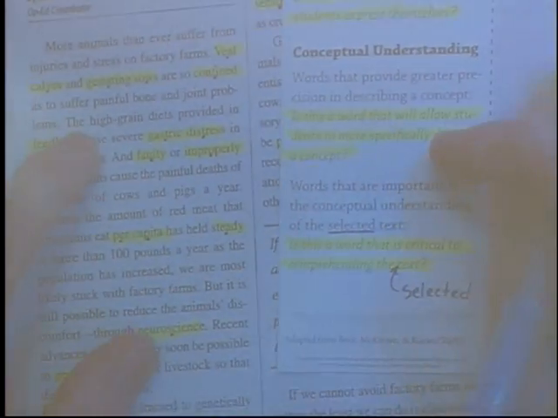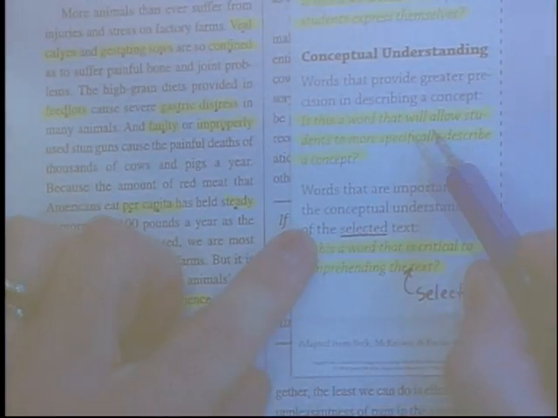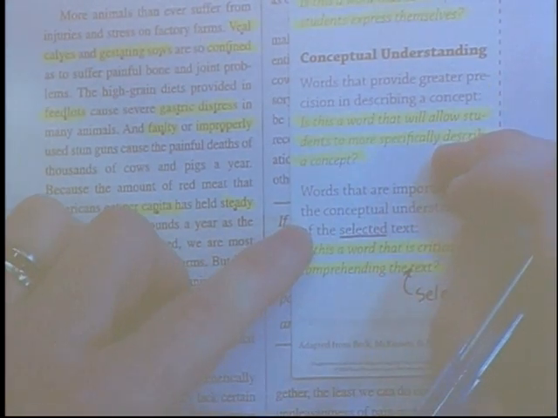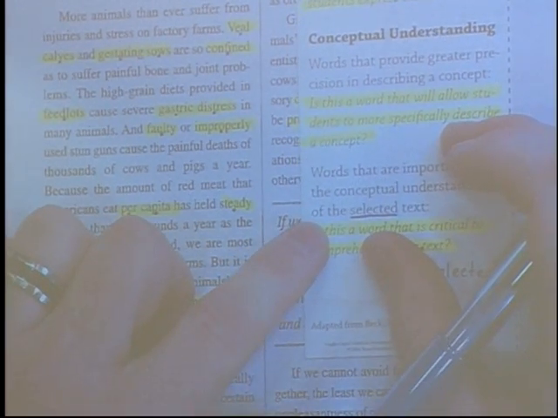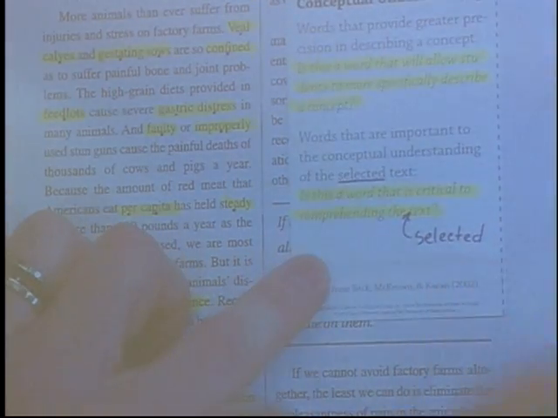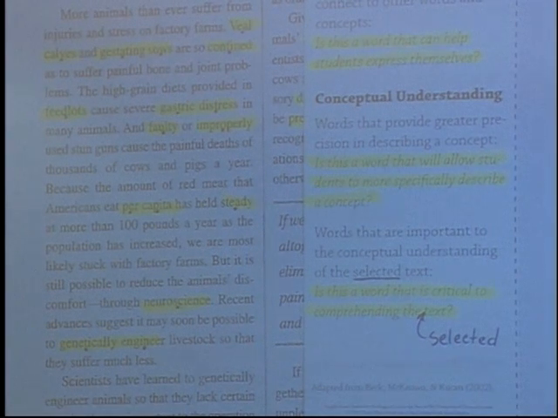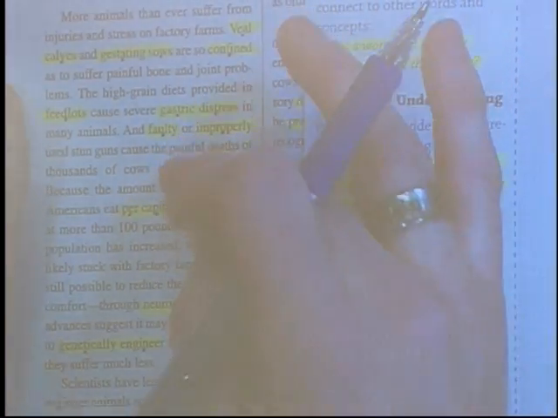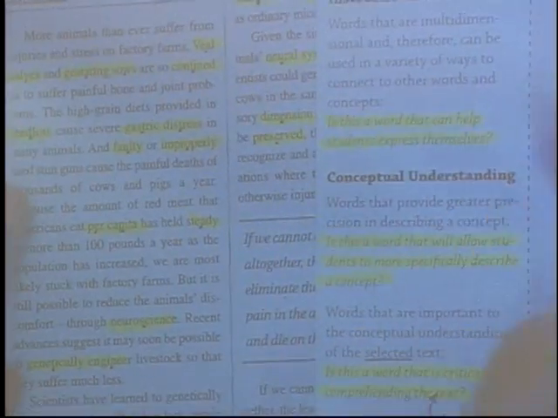Okay, let's look at conceptual understanding because this is where we kind of step into that ethereal gray area. Is this a word that will allow students to more specifically describe a concept? I think so. Instead of just saying locked up or held down, they're confined. Is this a word that is critical to comprehending this selected text? In this case, it is, because the entire article is about them having bone and joint problems from being confined. Okay? Let's do a couple more.